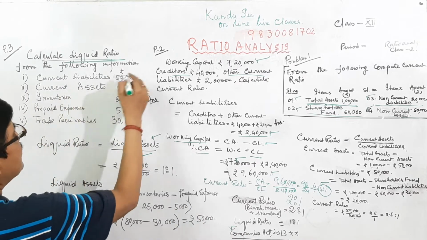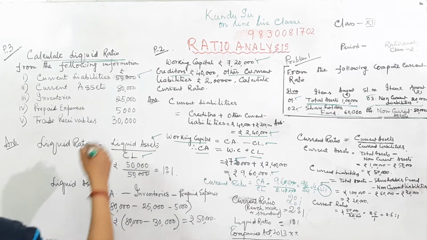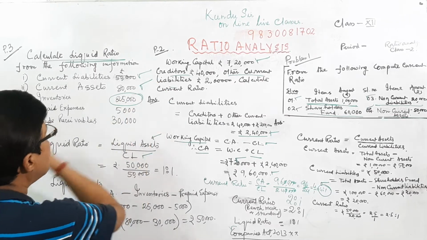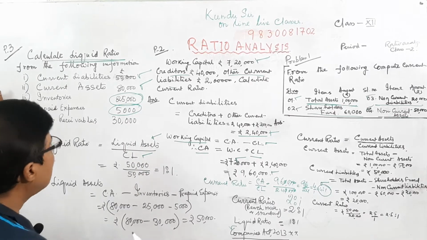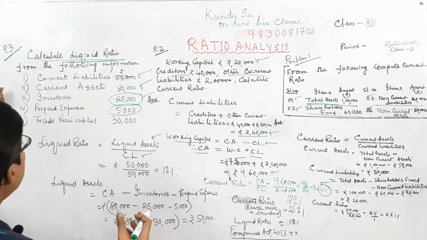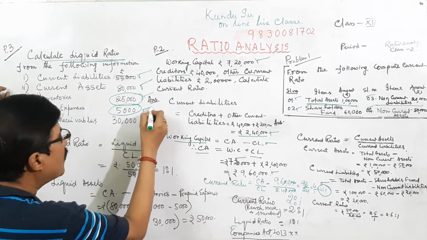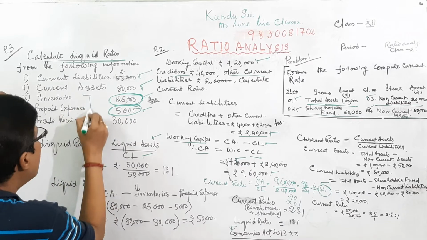So, current liabilities is given as 50,000, and current asset equals 80,000. Inventories are the most important item to consider for liquidity, along with prepaid expenses, because inventory cannot be easily liquidified in terms of cash or cash equivalent. Also prepaid expenses, which are already paid, we cannot take back. So, these are not considered for liquid asset.